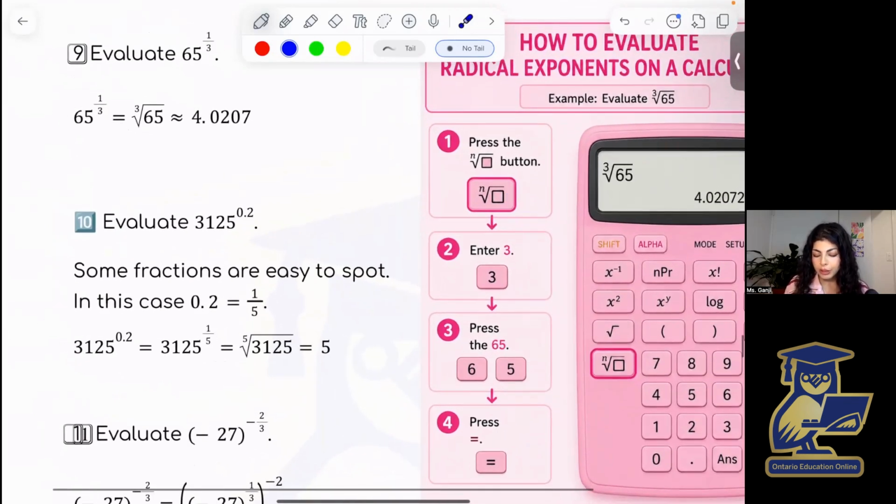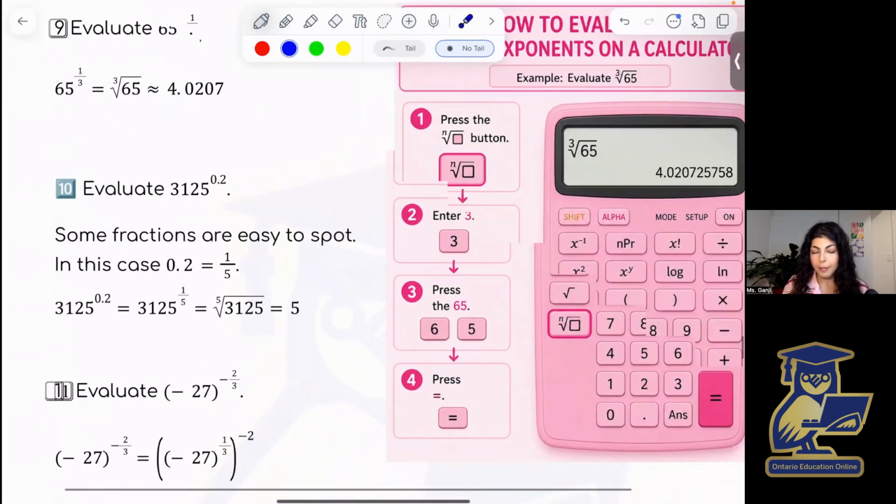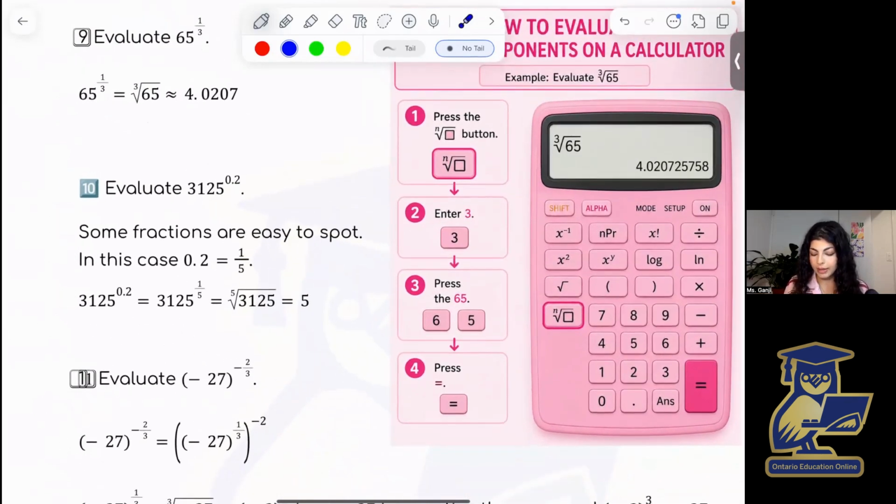So when you first press this, you press 3, which is the index, so the root that you want to find. And then you press 65 to input what goes under the radical. And here, when we press equal, we get 4.0207. And you can round this to just 4.0207. You don't need the rest.